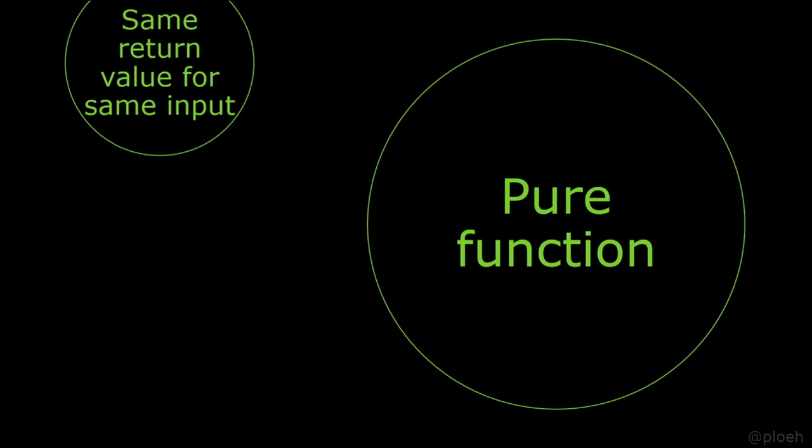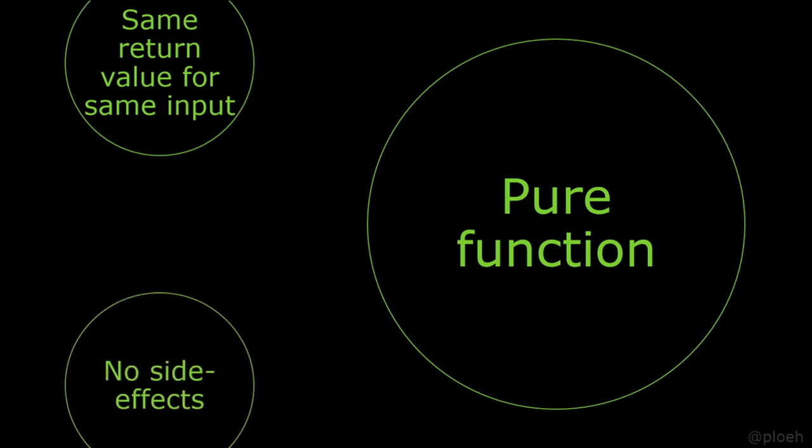The other quality that a pure function must have is that it must have no side effects. Side effects are all sorts of things that happen as a side effect. So if you call a function and it sends an email, sending an email is a side effect. If you call a function and it writes into a database, that's a side effect. If it deletes a file, that's a side effect. If it puts a pixel on your screen, that is a side effect.